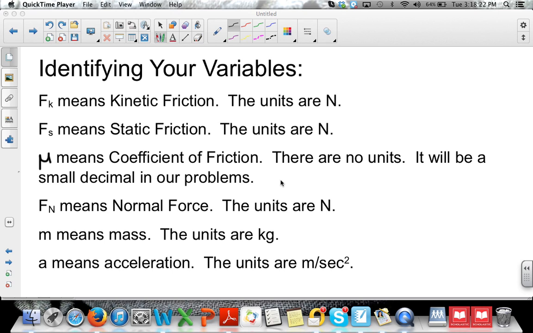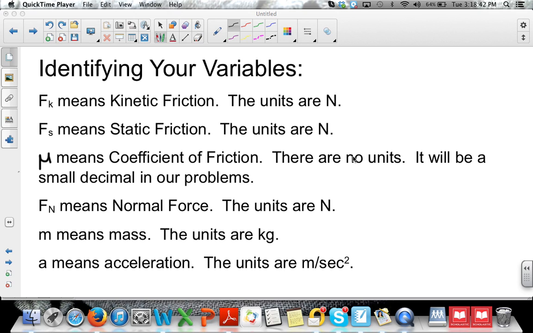And so acceleration, if you're talking about weight, it could be gravity. But if you're talking about the acceleration of a box along a surface, that's not gravity. You're accelerating sideways. Gravity is only down. So that doesn't necessarily always have to be 9.8.